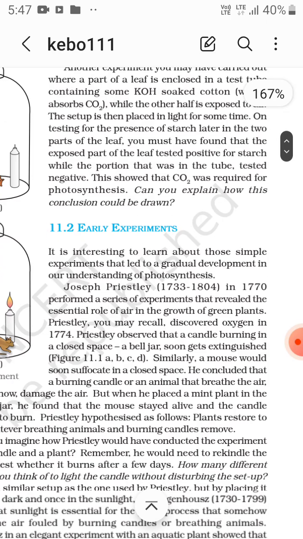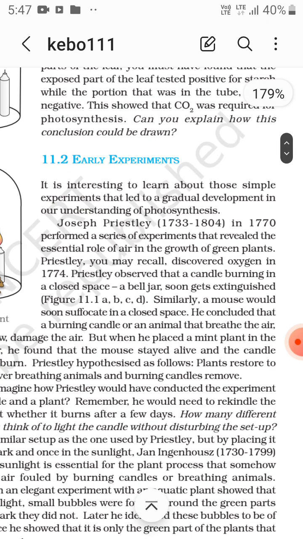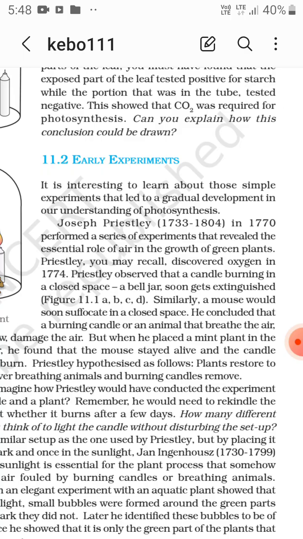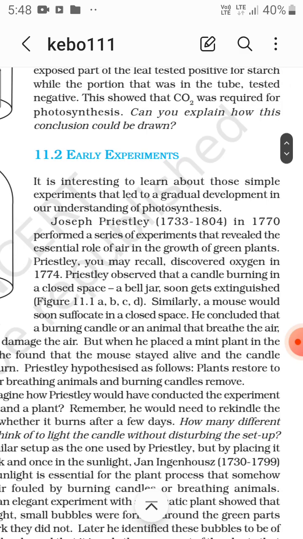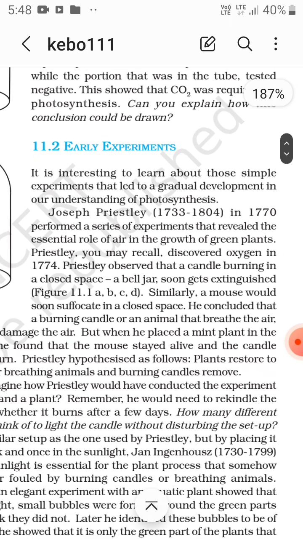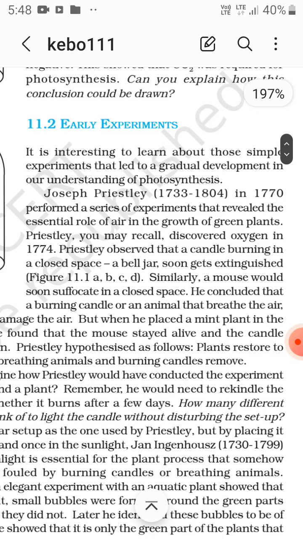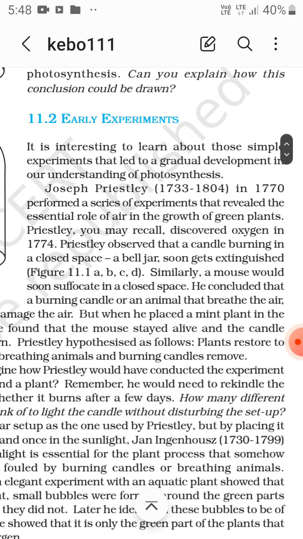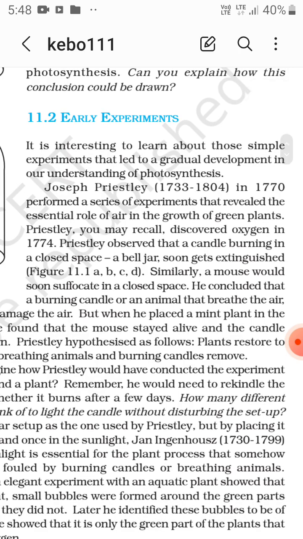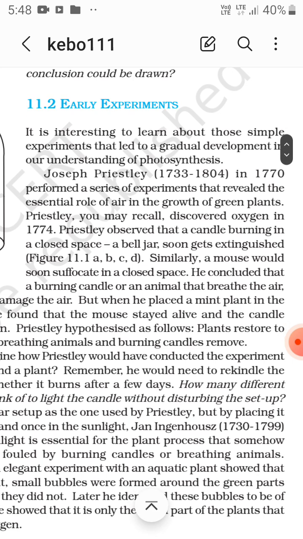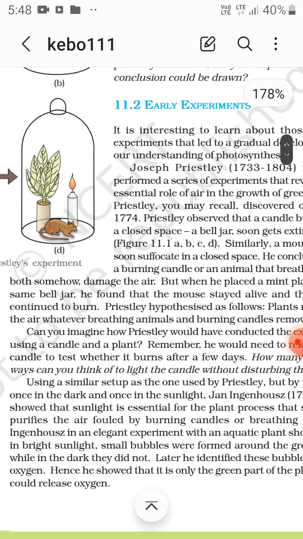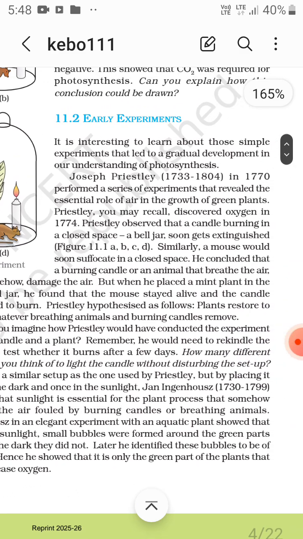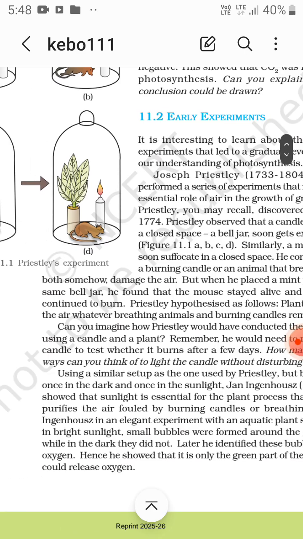Early experiments. Joseph Priestley in 1770 performed a series of experiments that revealed the essential role of air in the growth of green plants. Priestley discovered oxygen in 1774. Priestley observed that a candle burning in a closed space, a bell jar, soon gets extinguished. Similarly, a mouse would soon suffocate in a closed space. He concluded that a burning candle or an animal that breathed the air both somehow damage the air.